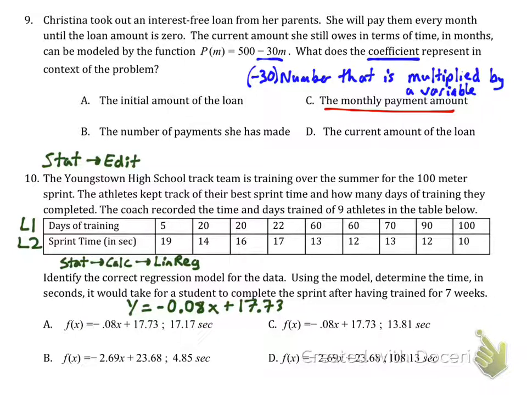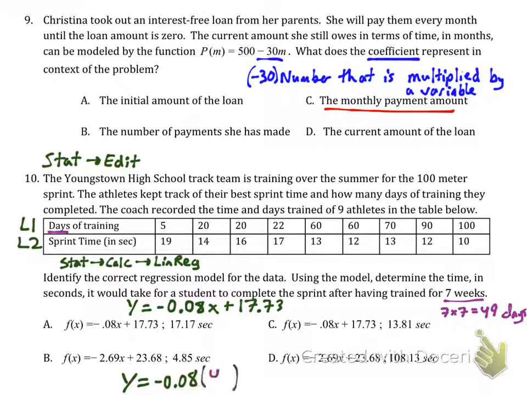The second part of the question is asking, using the model, determine the time in seconds it would take for a student to complete the sprint after having trained for 7 weeks. Well, be careful because 7 weeks is not put in weeks, it is put in terms of days. So we need to convert 7 weeks to days. 7 times 7 is 49, so 7 weeks is 49 days.